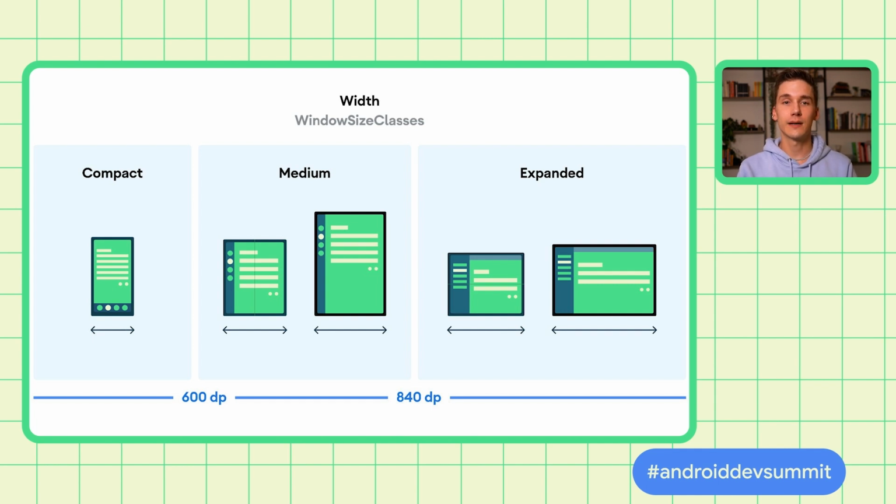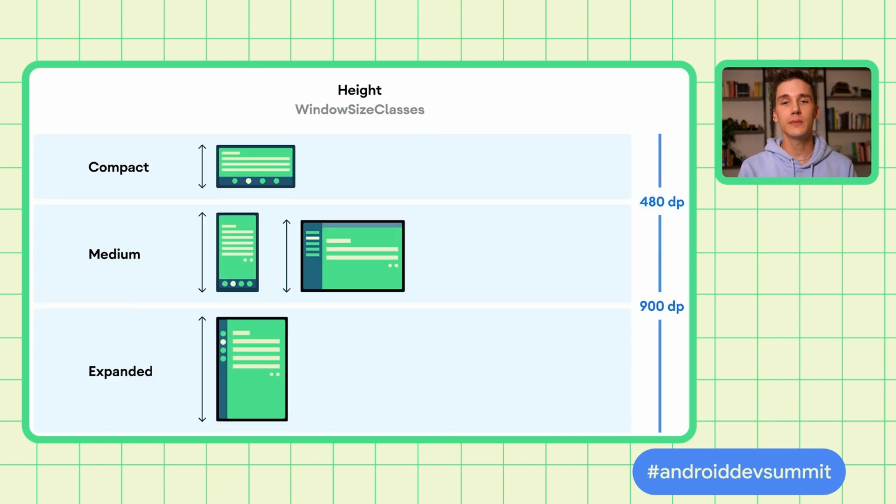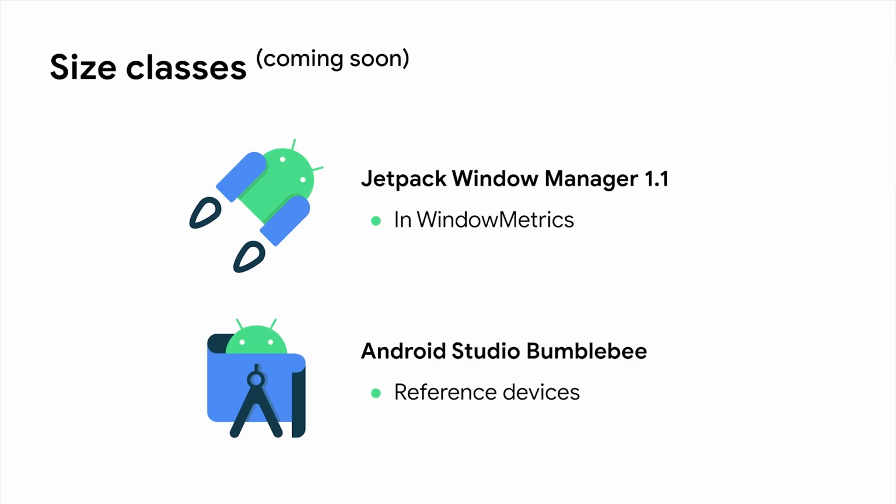For example, nearly all standard phones in portrait mode are a combination of compact width and medium height. Due to the ubiquity of vertical scrolling, for most apps it's enough to adapt according to width size classes. Soon these size classes will appear as a new API in the Jetpack Window Manager library version 1.1.